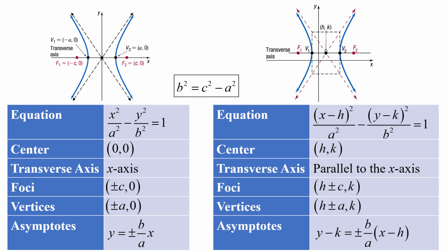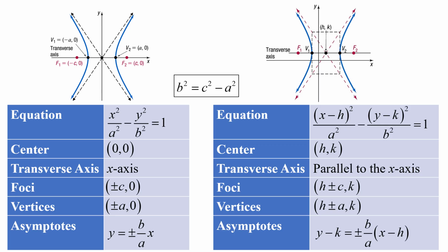On the right-hand side of the slide, we have the graph of the hyperbola, square of the quantity x minus h, all divided by a squared, minus square of the quantity y minus k, all divided by b squared, equals 1, again where b squared equals c squared minus a squared. In this form, the center is h, k, the transverse axis is parallel to the x-axis, foci are a distance of c units from the center along the transverse axis. Now, since the axis is horizontal, then we move c units horizontally from the center, so the foci are located at the points h plus or minus c, k.